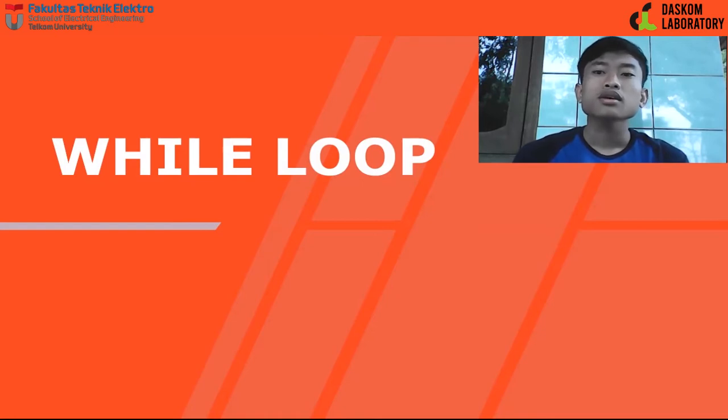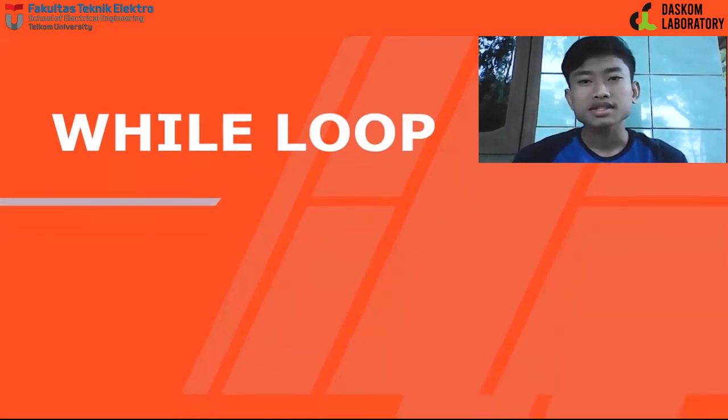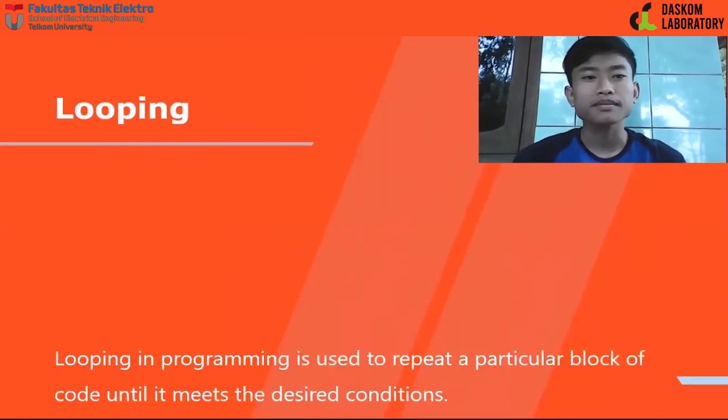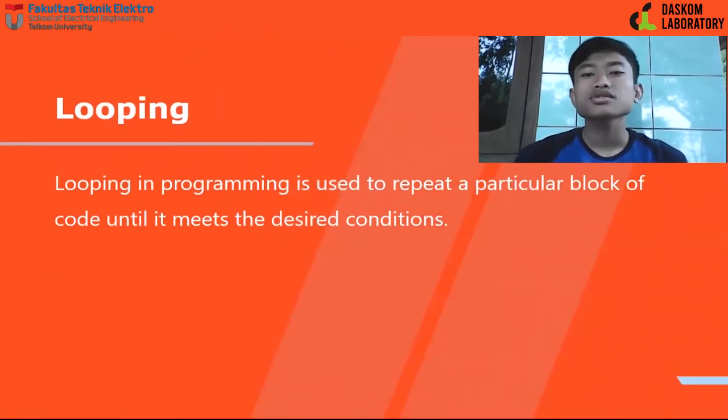But before that, we will learn about looping first. So what is looping? Looping in programming is used to repeat a particular block of code until it meets the desired condition. So this is a program that can repeat again and again until the condition stops the program.